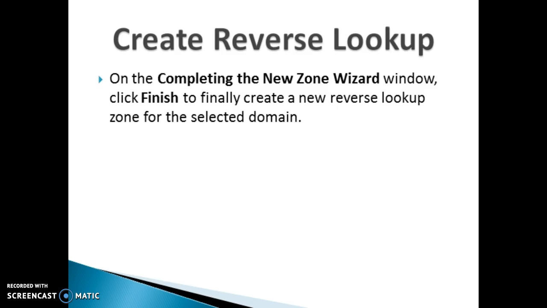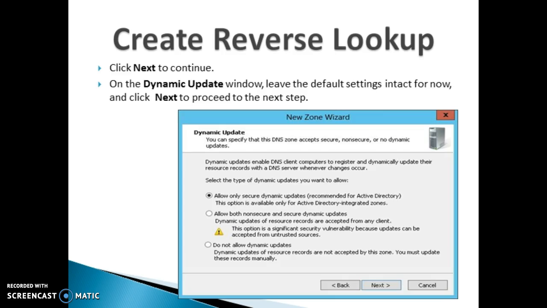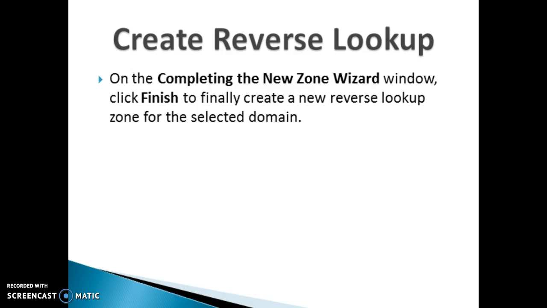After that, on the Completing the New Zone Wizard window, click Finish to finally create a new reverse lookup zone for the selected domain.